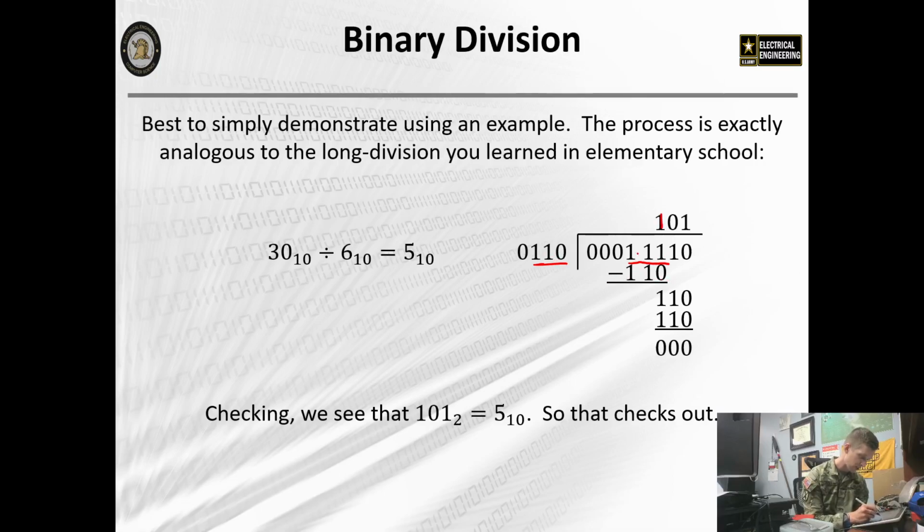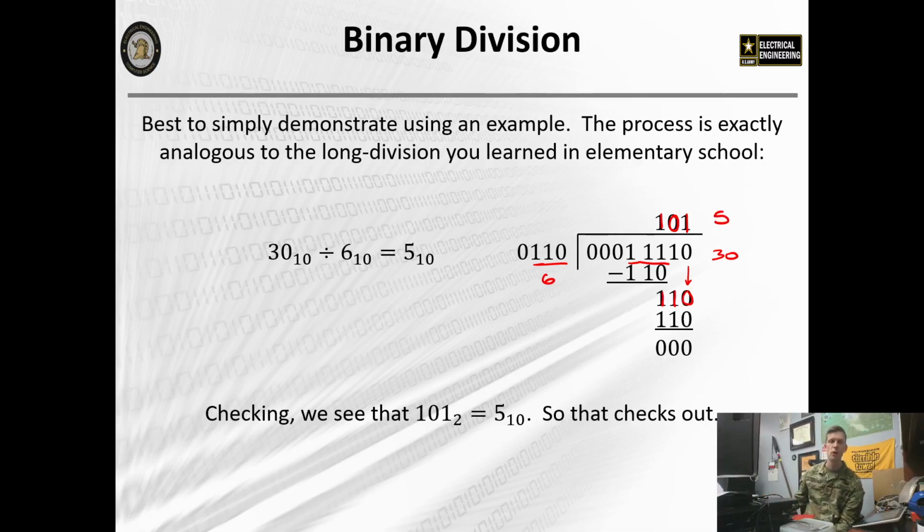Once I subtract, 111 minus 110 is 1. Then I bring down the next digit, 1, 1. 110 does not fit in 11, so I write a 0 up top. And then bring down the next digit. 110 fits exactly into 110, so I put a 1 here. 110, I write that down here, and then I subtract it: 0. So this is saying that 6 goes into 30 exactly 5 times.